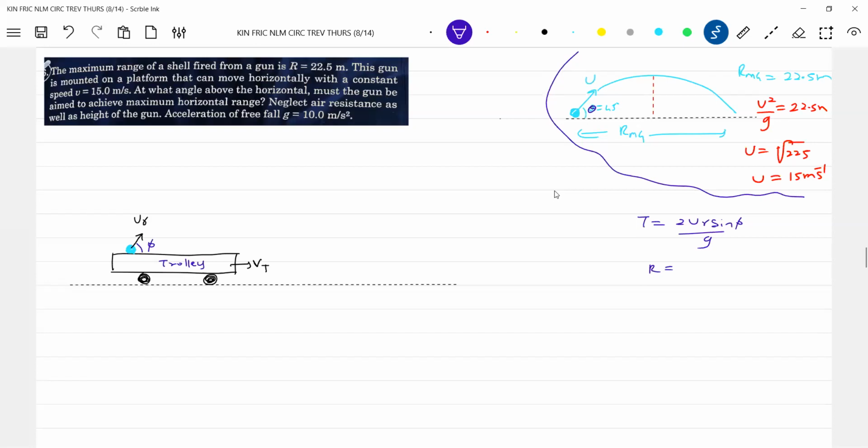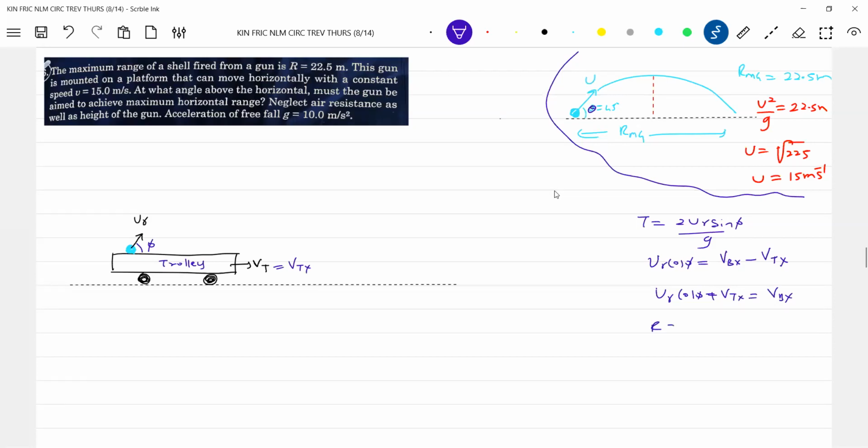Then the range, along the x-axis: UR cos phi should be equal to the velocity of the ball with respect to ground along the x-axis minus the velocity of the trolley with respect to ground along the x-axis. Do we know UR? We don't know UR. Let it be. Do we know cos phi? We don't know that also. We know only the velocity of the trolley. This I'll write: Vtx equal to Vbx.